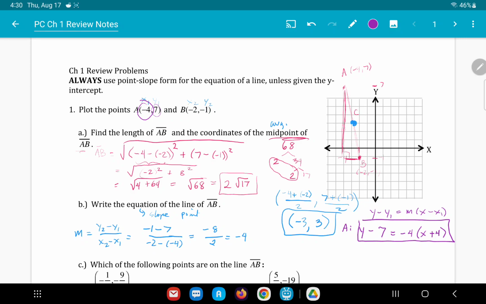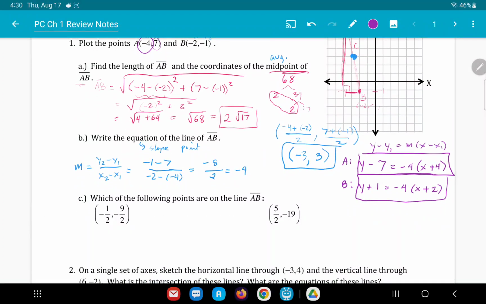That's perfectly acceptable. I could just as well have written it using point B. If I use point B, I would write y minus negative 1, or that's the same thing as y plus 1, equals the same slope of negative 4 times x minus negative 2, or that's the same thing as x plus 2. And this would be an acceptable answer as well. Both of them are the same equation for AB.